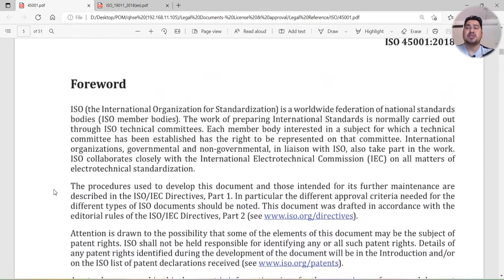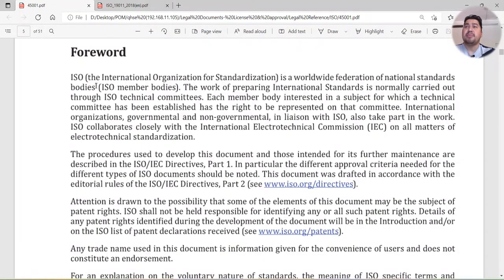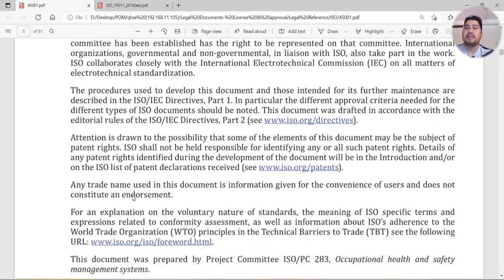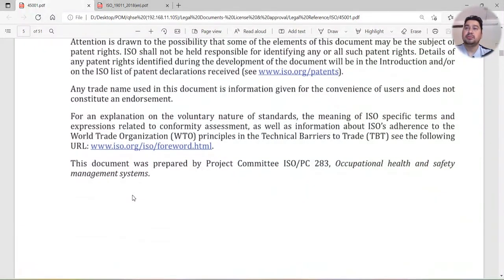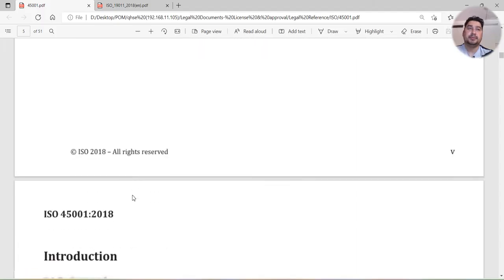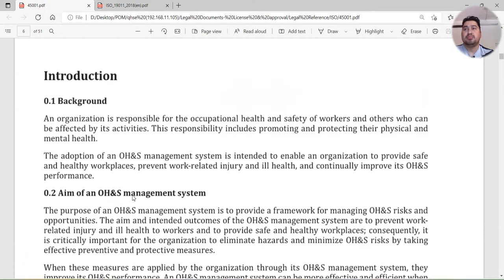So the forward is not that much important. It will just tell you what the ISO is. It will give you an introduction about the ISO and how it's working. The introduction is also not that important. It will give you the background.